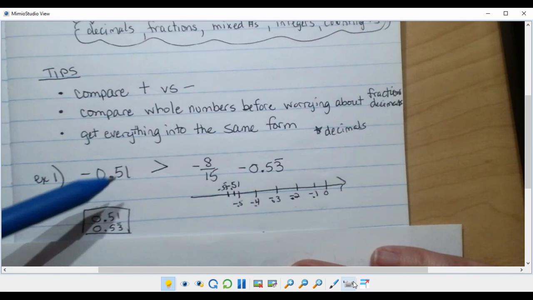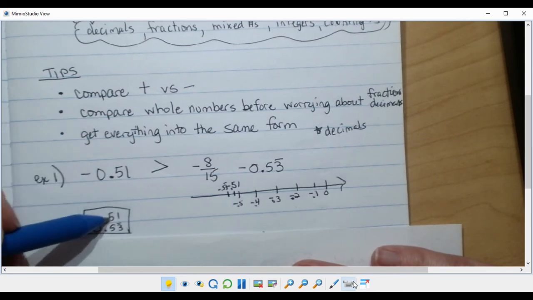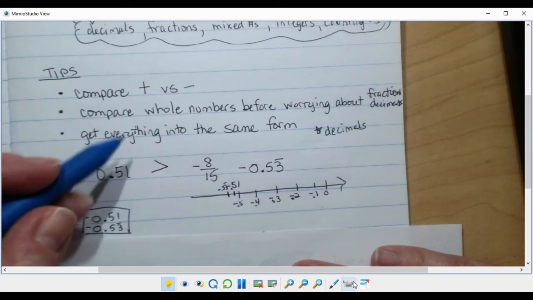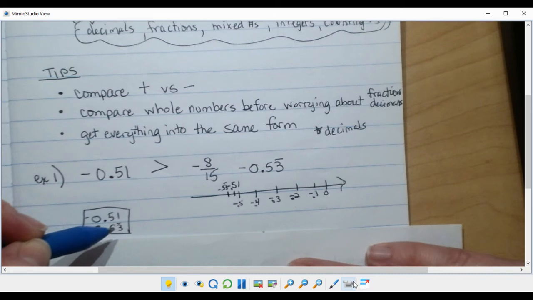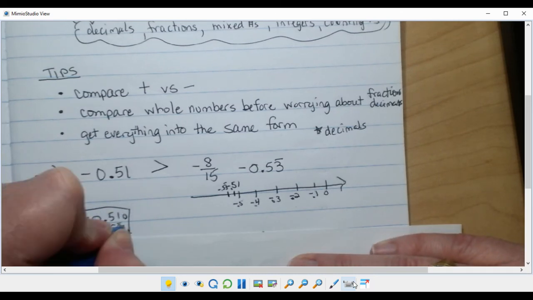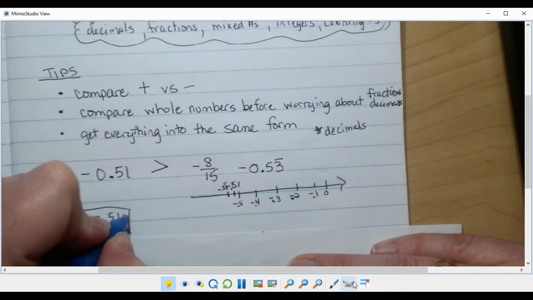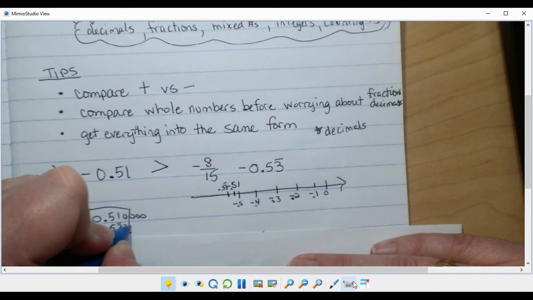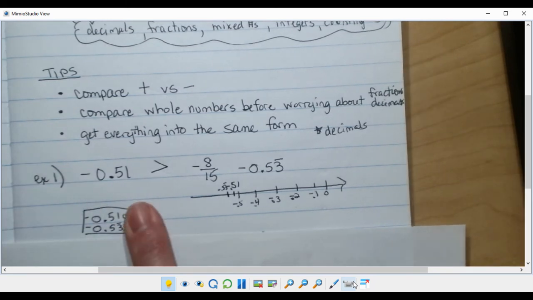I'm going to compare the tenths place. Here's my tenths place. They're both 5s, so that didn't do me any good. Then I'll go to the hundredths place. This is a 1 and a 3. Now, if I needed to go on further, I could add another 0 here and add another 3 since it was a 3 repeater. And I could continue that on as long as I needed to. Luckily, we don't. We could stop right there.